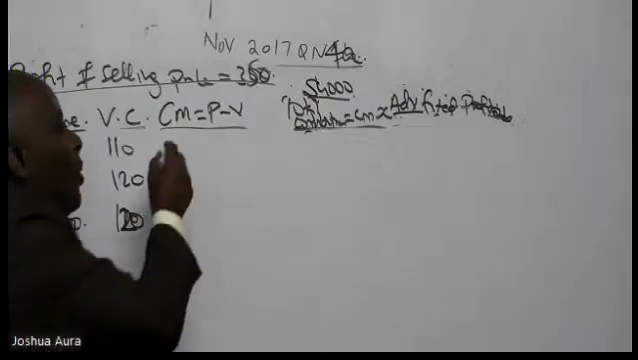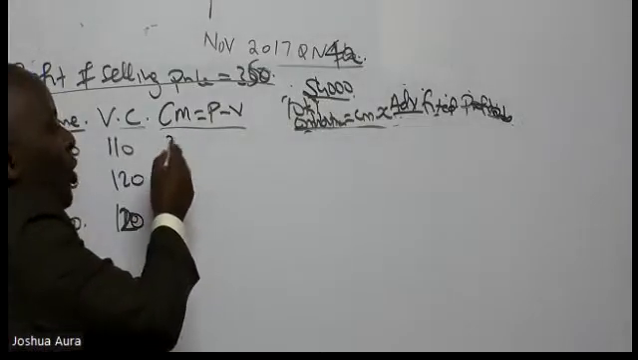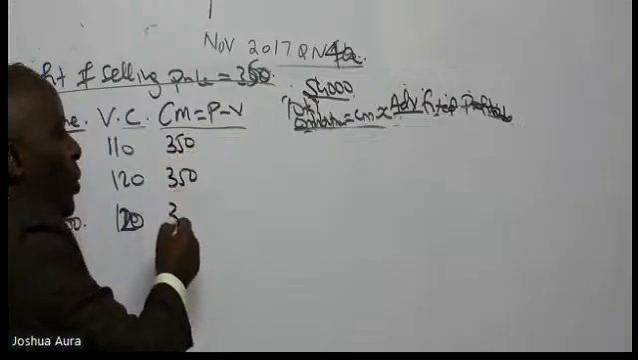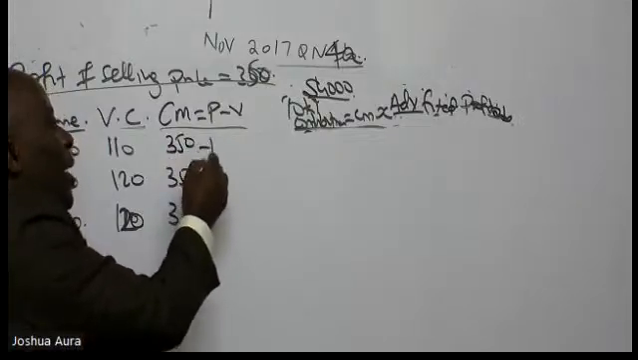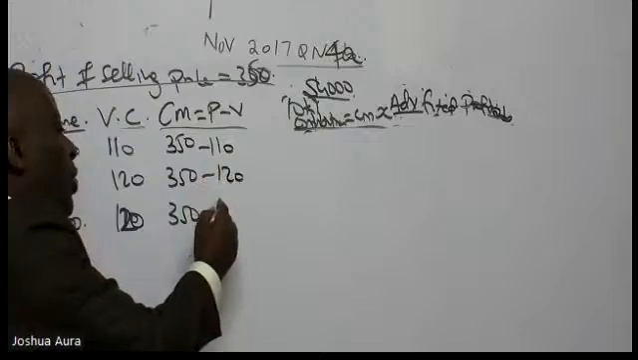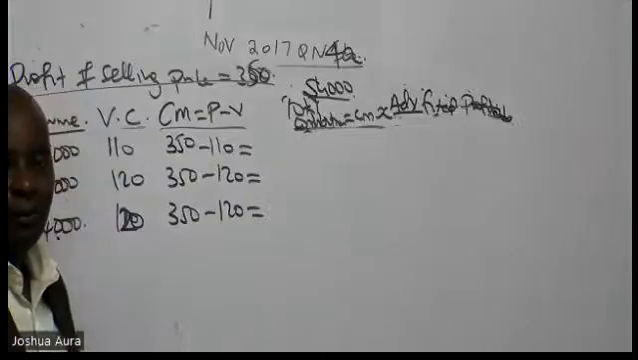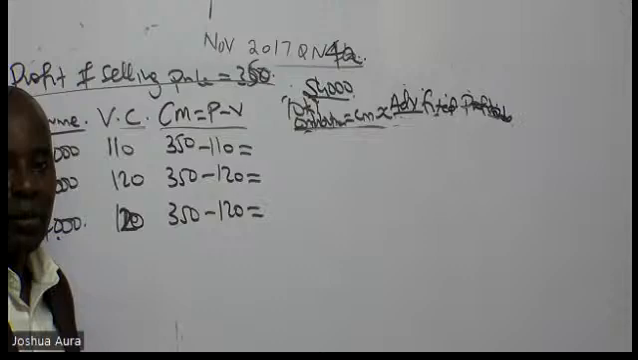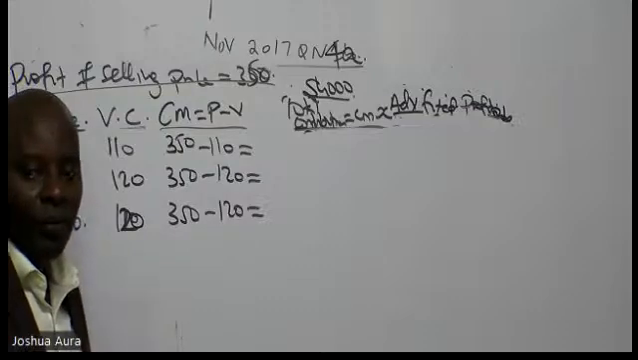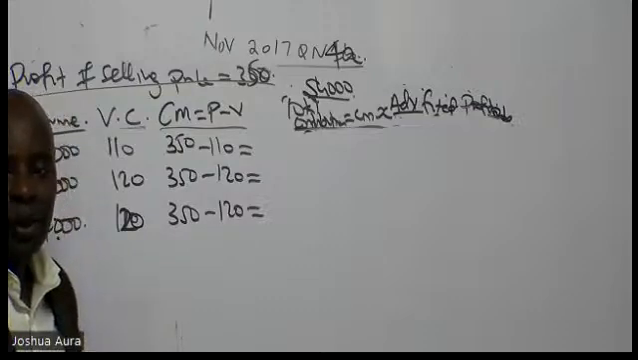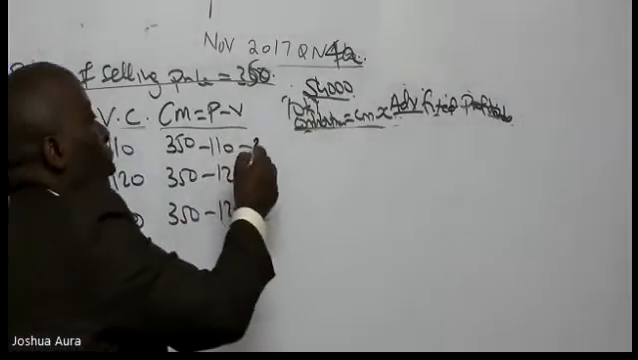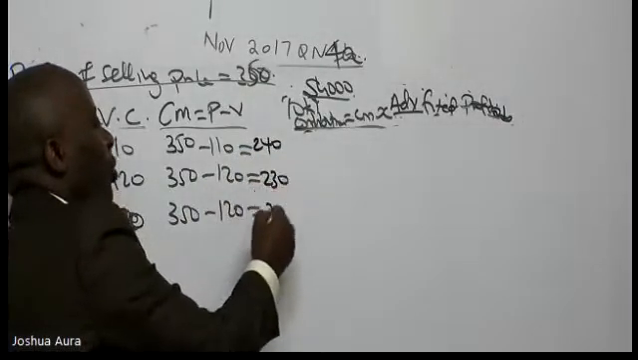So please come and give me contribution margin. The price now is 350 throughout, minus 110 here, 120 here, and 120 there. Could you kindly give me these figures now? The first one, 240, 230, 230.